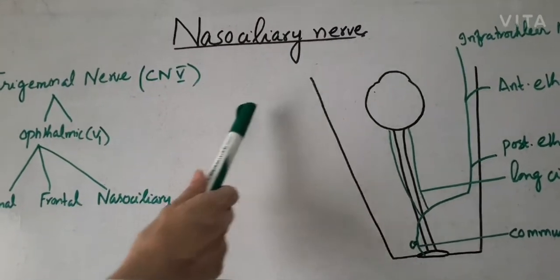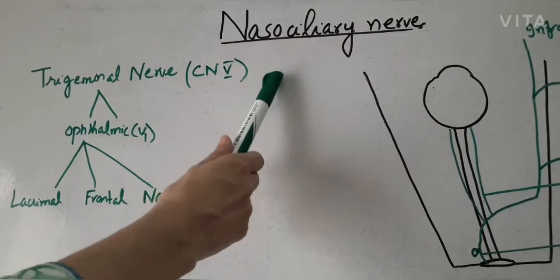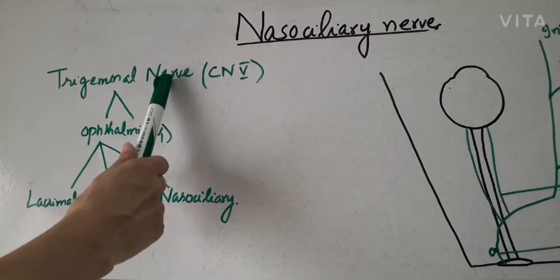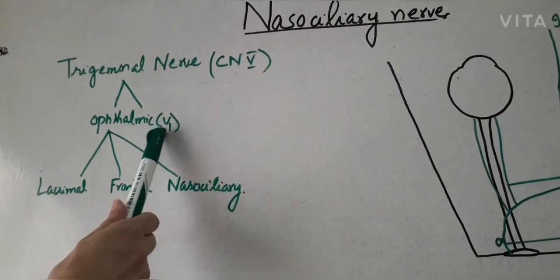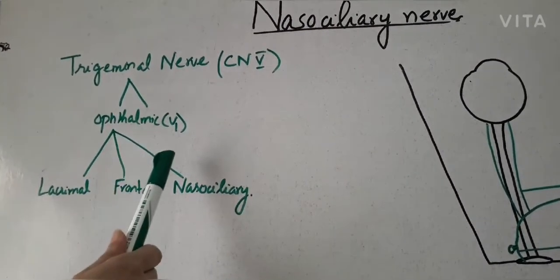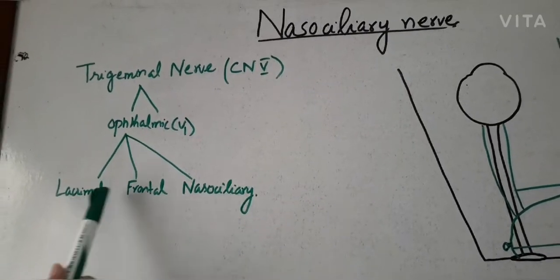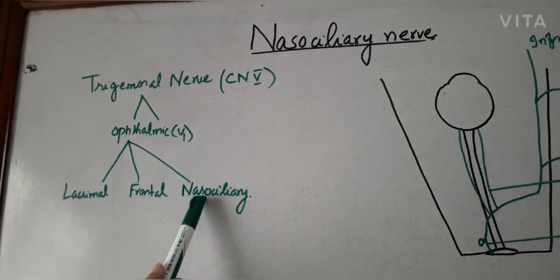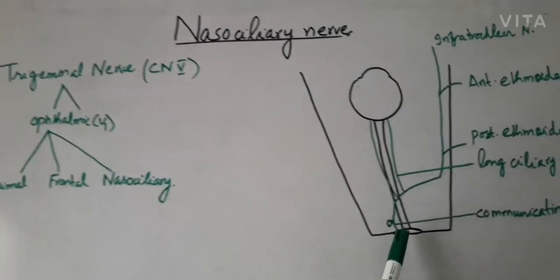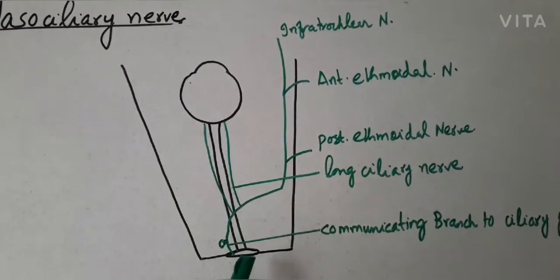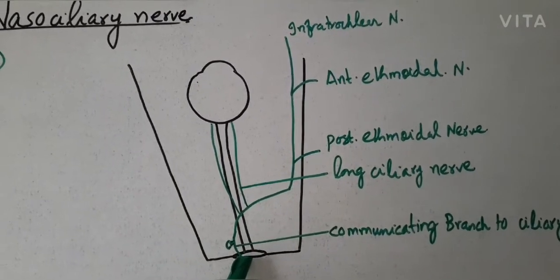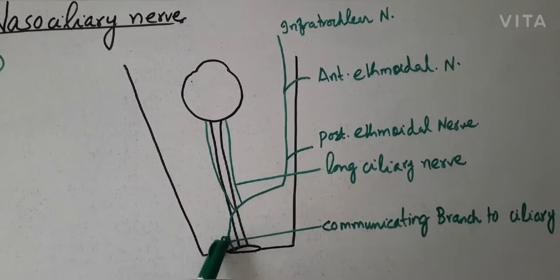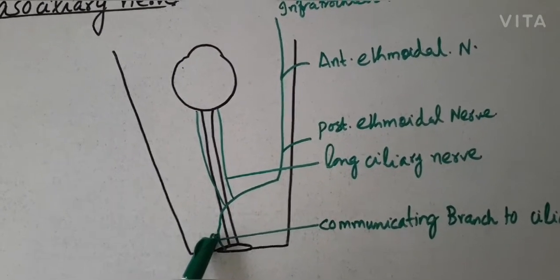Nasociliary nerve. As you know, the nasociliary nerve is one of the branches of the ophthalmic division of the trigeminal nerve. We have studied the ophthalmic nerve with the trigeminal nerve and its two branches, lacrimal and frontal, already, and today we will study the nasociliary nerve. The nasociliary nerve enters the orbital cavity through the superior orbital fissure on the lateral aspect, where a parasympathetic ganglion called the ciliary ganglion is suspended with it.